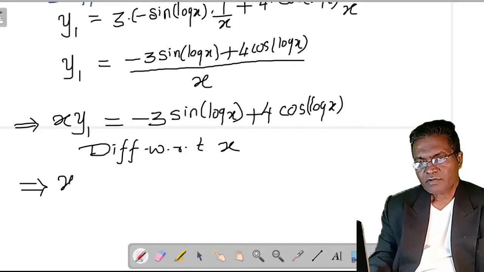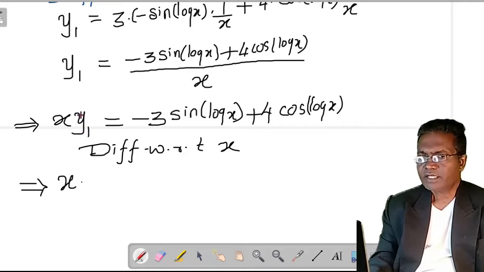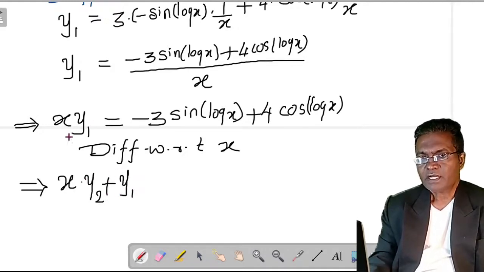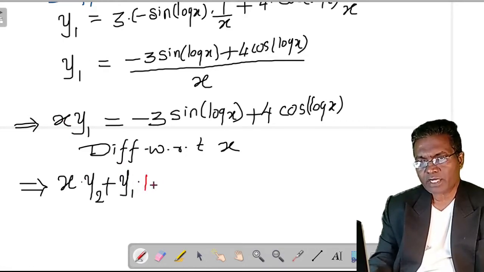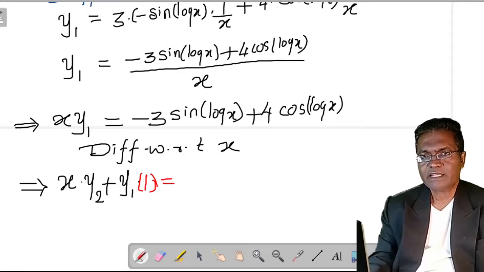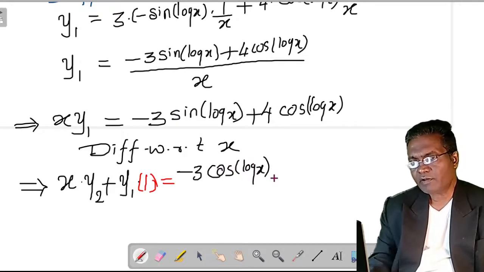Product rule: first function as it is, derivative of y1, we write it as y2, plus y1 as it is, and derivative of x is 1. Either you can write or don't write. On the other side, as earlier, you write minus 3 as it is. Derivative of sine is cos of log x, and derivative of log x is 1 by x.